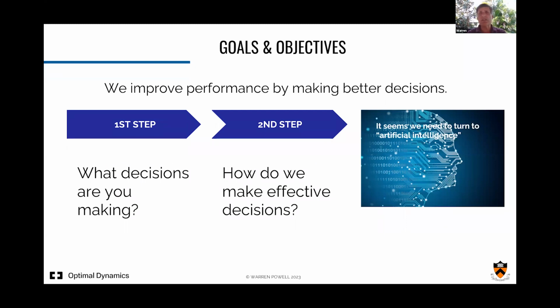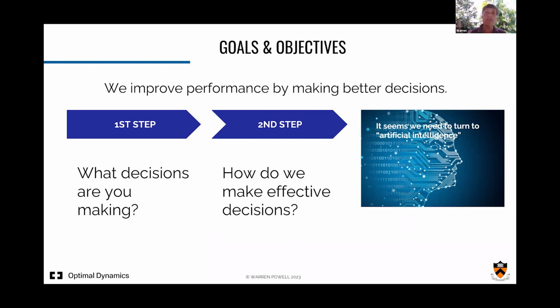And the first step is, what decisions are you making? And oddly, I find often, especially for the more complex problems like supply chains and energy systems and health, people don't always know what the decisions are. You say, well, what decisions are you making? And I can sometimes get blank stares. So once you identify the decisions that you're making, the next question is, how do you make effective decisions?